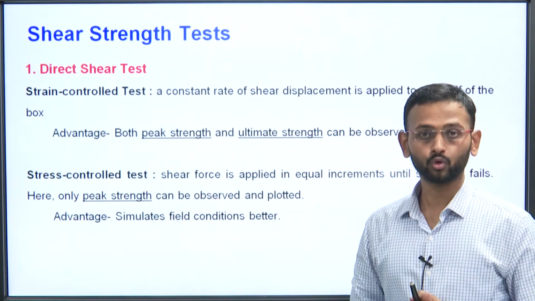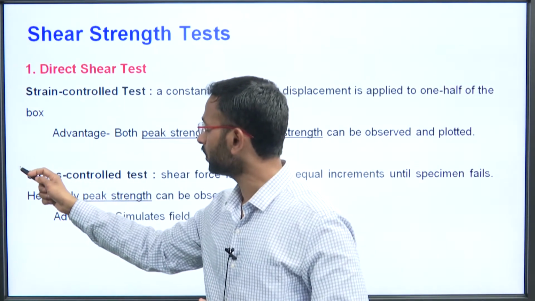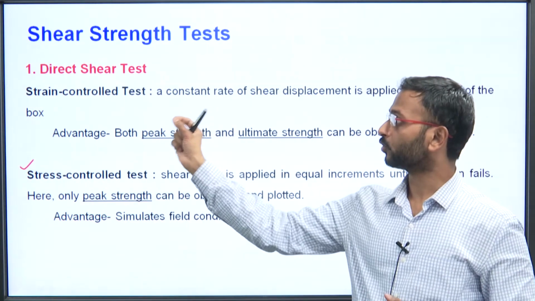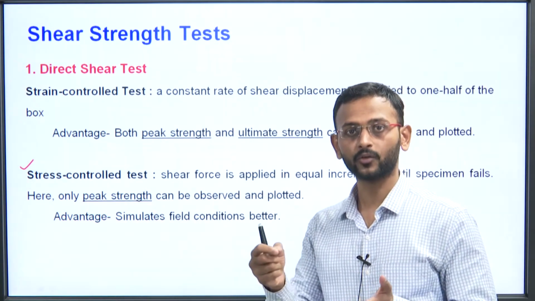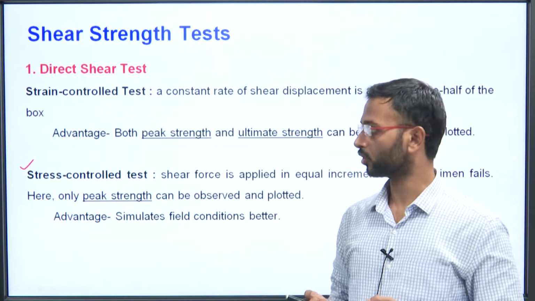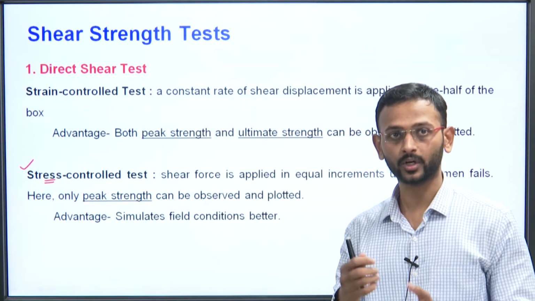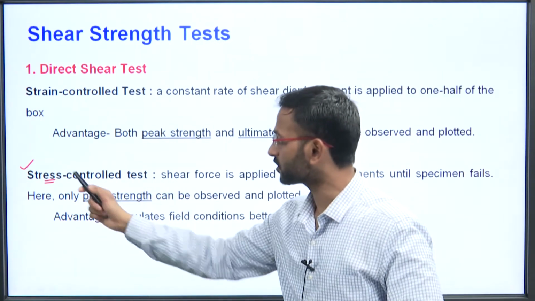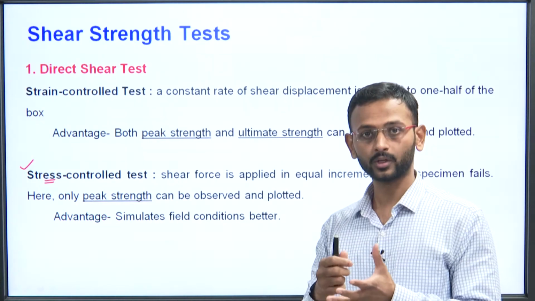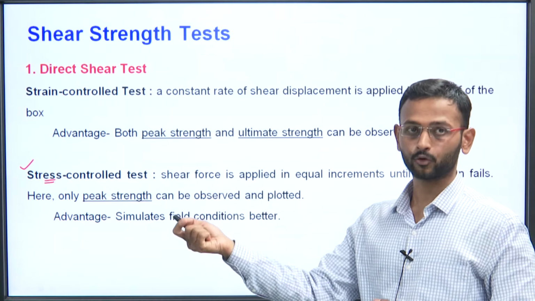There are two types of tests which can be performed. First is the strain control test, other is the stress control test. When you are trying to control the strain, it is whatever rate of displacement you are trying to control. In stress control, you are trying to manipulate the stress, changing the stress and seeing the results accordingly. So in this stress control test, you are applying different shear stresses, different shear forces.